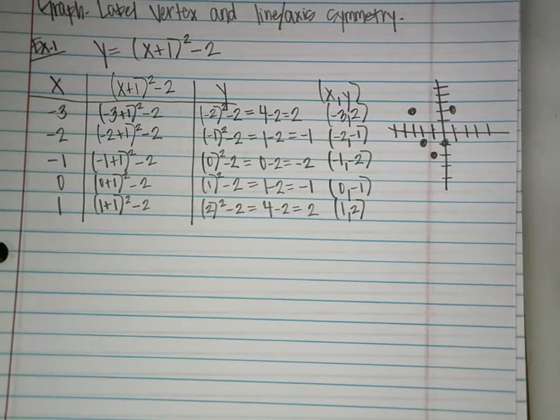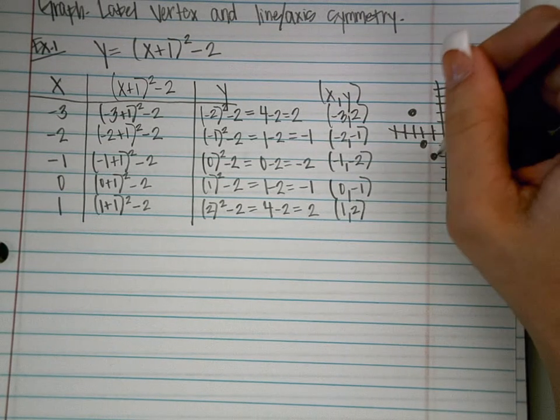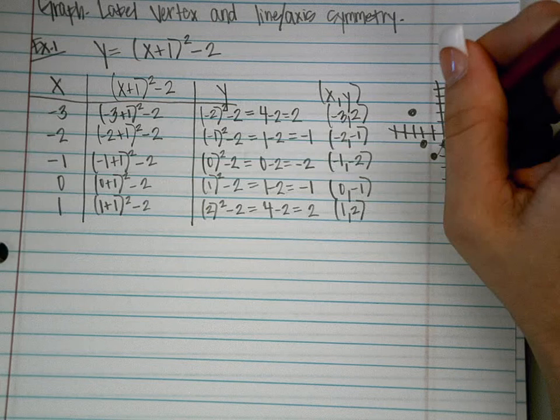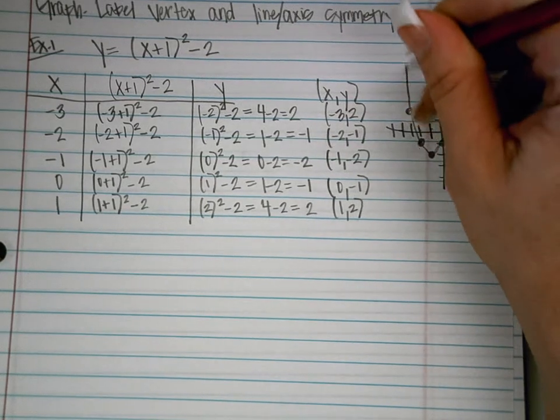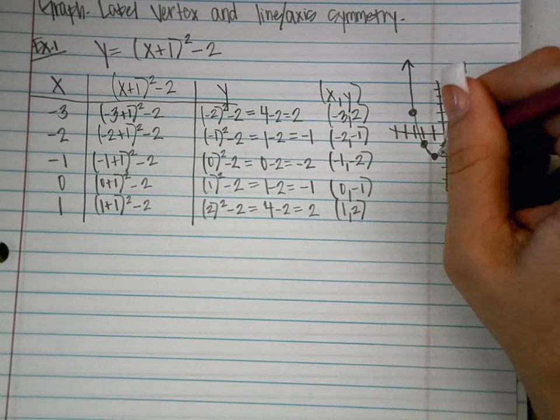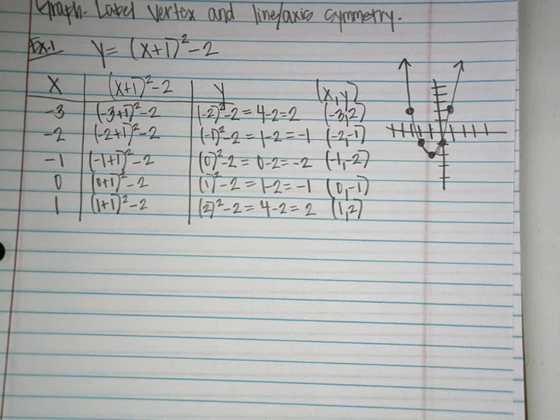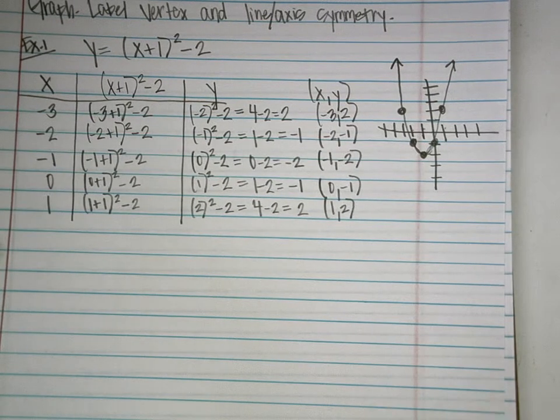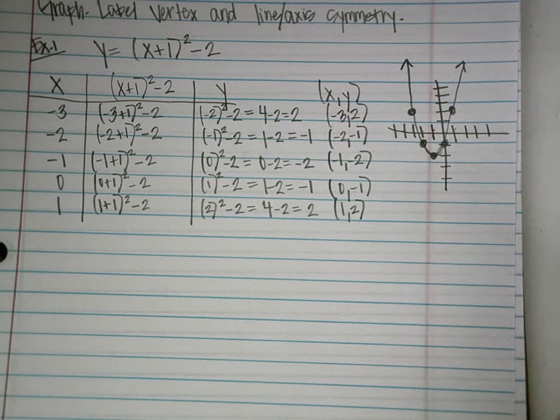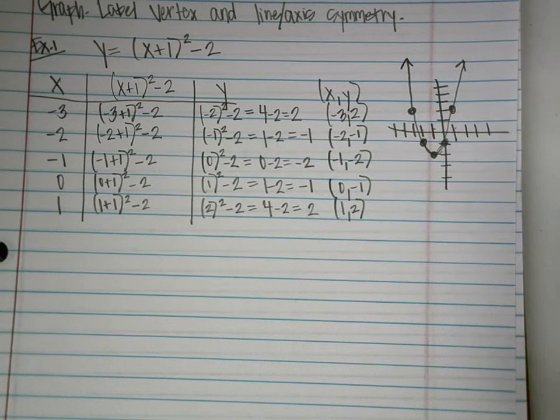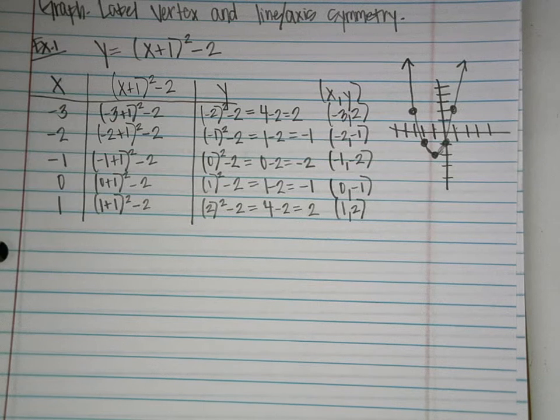Now, if I connected these with a parabola, try to not make a V shape. Okay, try to make it parabola shaped on the bottom, so more like U shaped on the bottom as opposed to a really pointy vertex. Okay, try to make it more U shaped. So if you do this, can I label my vertex and line of symmetry here?